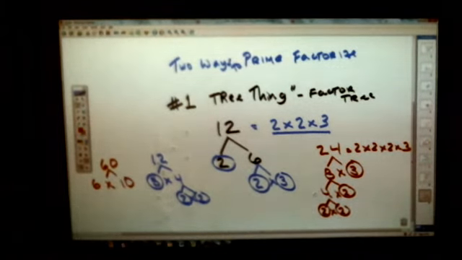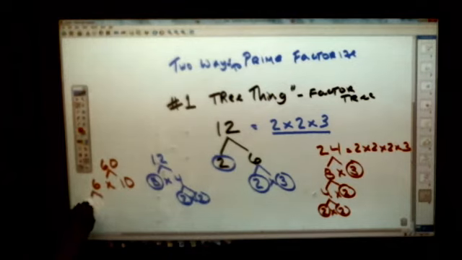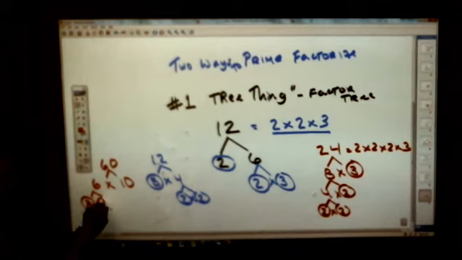Are either one of those prime? They are not, so I got to break both of them down. What times what gives me 6? Kelly? 3 times 2. Are those prime? Yes, they are. So I can stop, so I'll circle those. I'm done with that part of the tree.